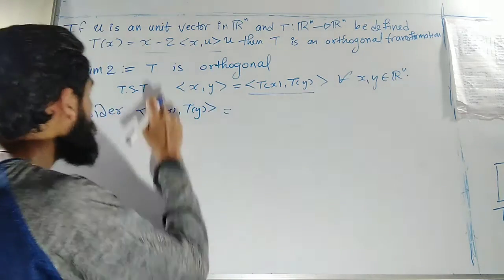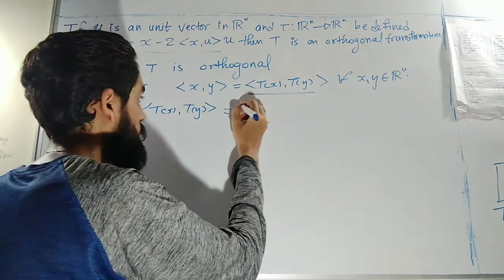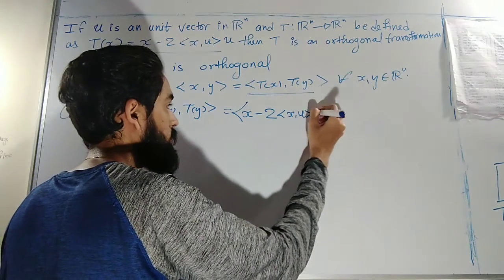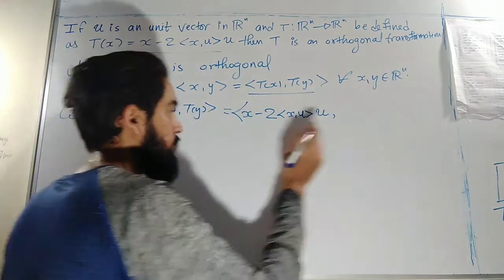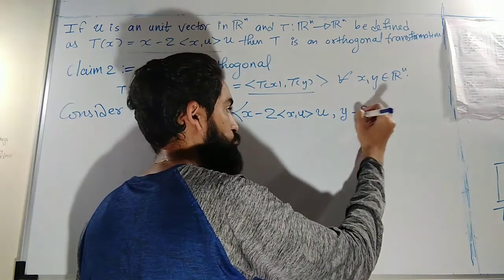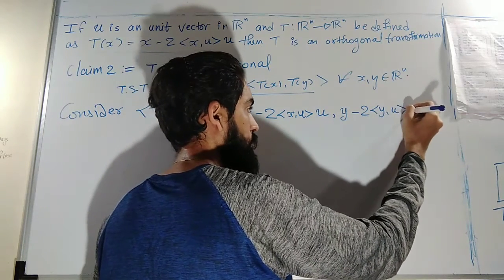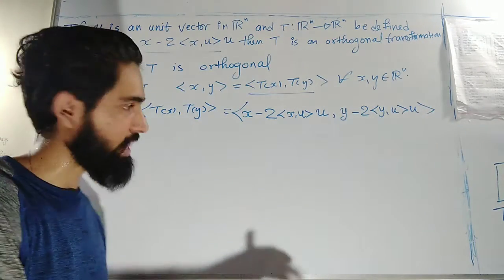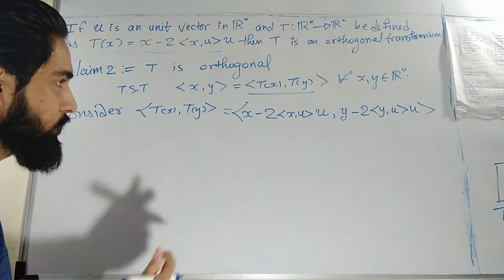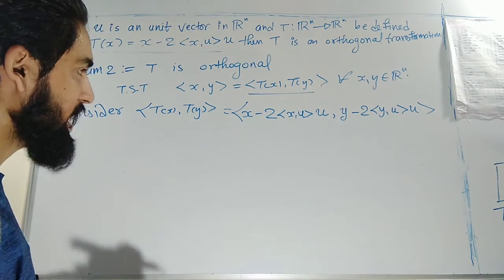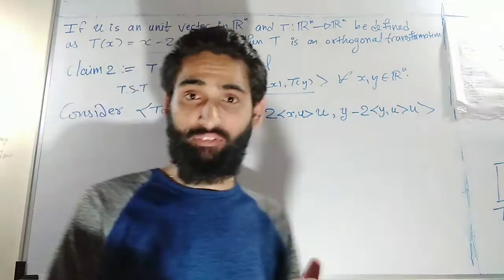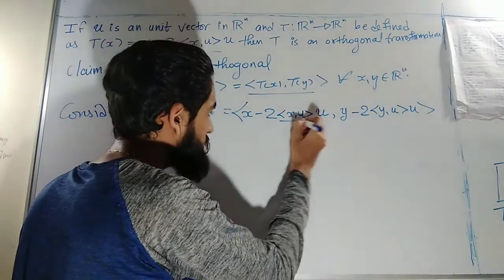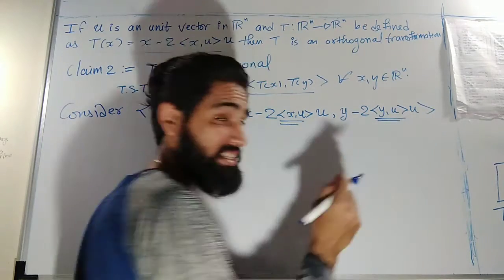I know the value of Tx is nothing but this, so I'll write the inner product of x minus 2 times inner product of x, u times u, comma, and in the place of x I'll write y minus 2 times inner product of y, u times u. I request students to write it for any x, y in Rn and then start writing this. It will be true for an arbitrary one. Now I know that after applying the inner product, the result must be a scalar. Hence, I will consider this inner product and this inner product as scalars.